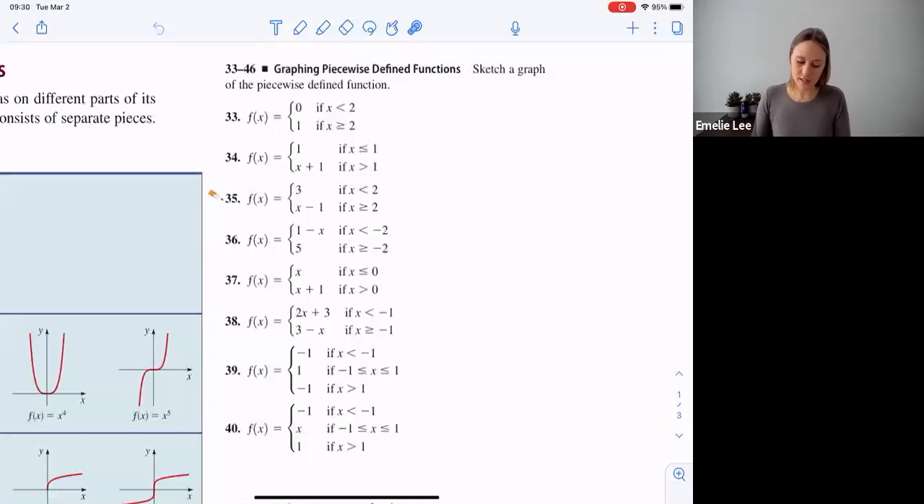So to sketch a graph of a piecewise defined function, what you need to do is, well, you can't really tell Desmos that you want a piecewise defined function. That's okay, because we can graph each of these individual portions of the function, and then we can figure out where it stops and starts.